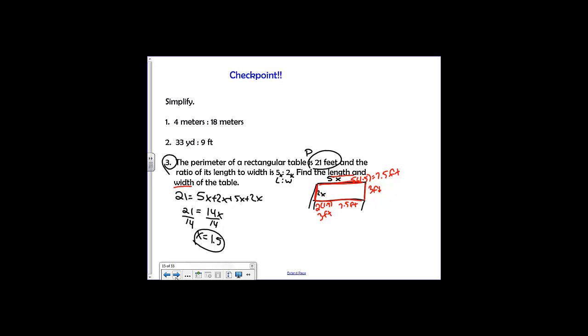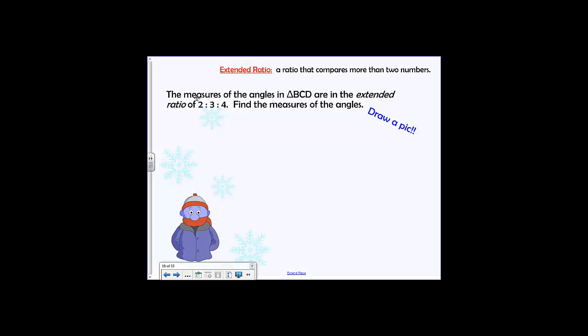So the question said find the length and find the width. Clean it up. The length is 7.5 feet, and the width is 3 feet. When we talk about extended ratios, you can fill in the blank here with your definition. An extended ratio is a ratio that compares more than two numbers. Extended ratio: a ratio that compares more than two numbers.